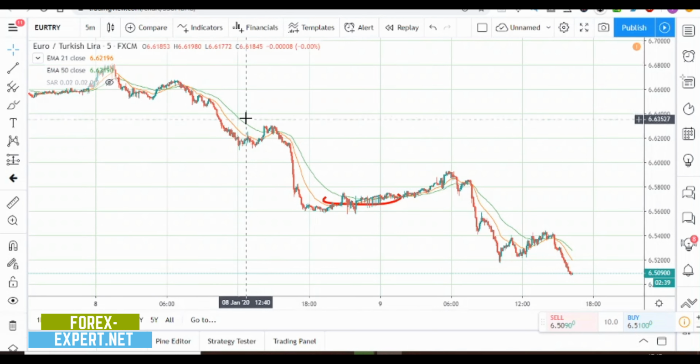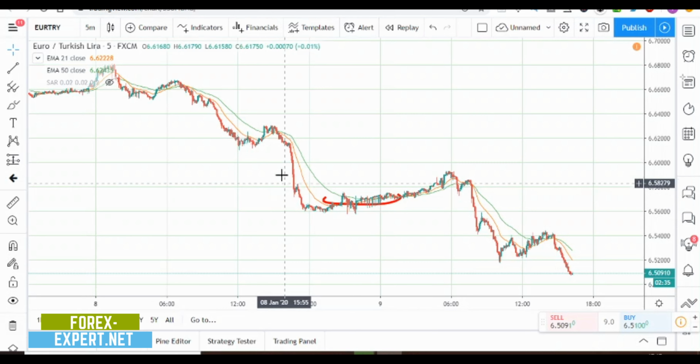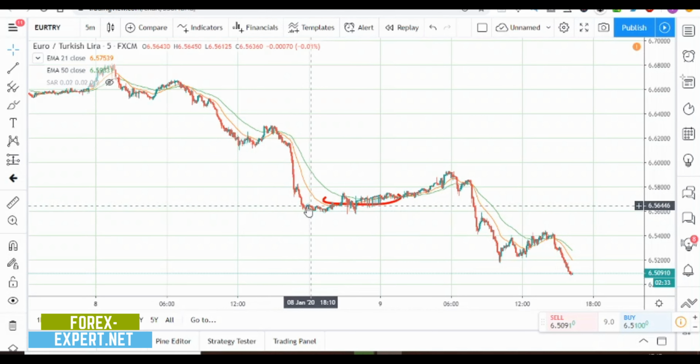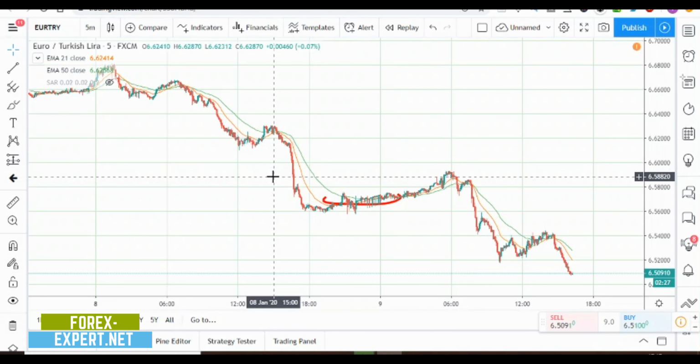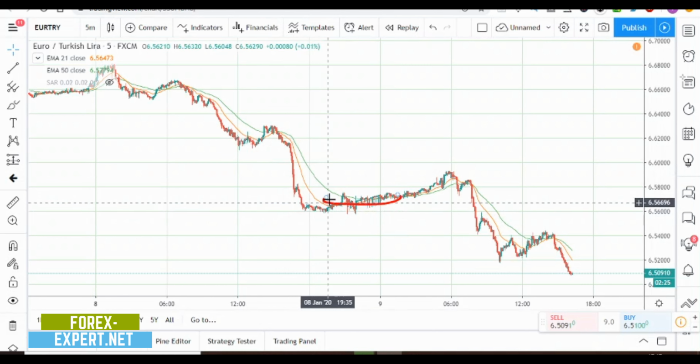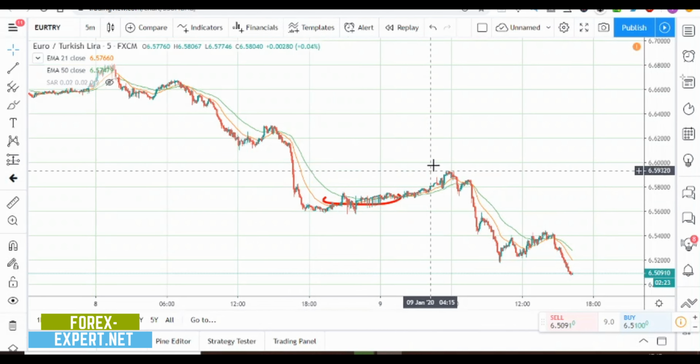So wrapping up, I don't chase trains when I lose them. I was here, and it was not the right spot to open a sell position, and I decided to open a long one.